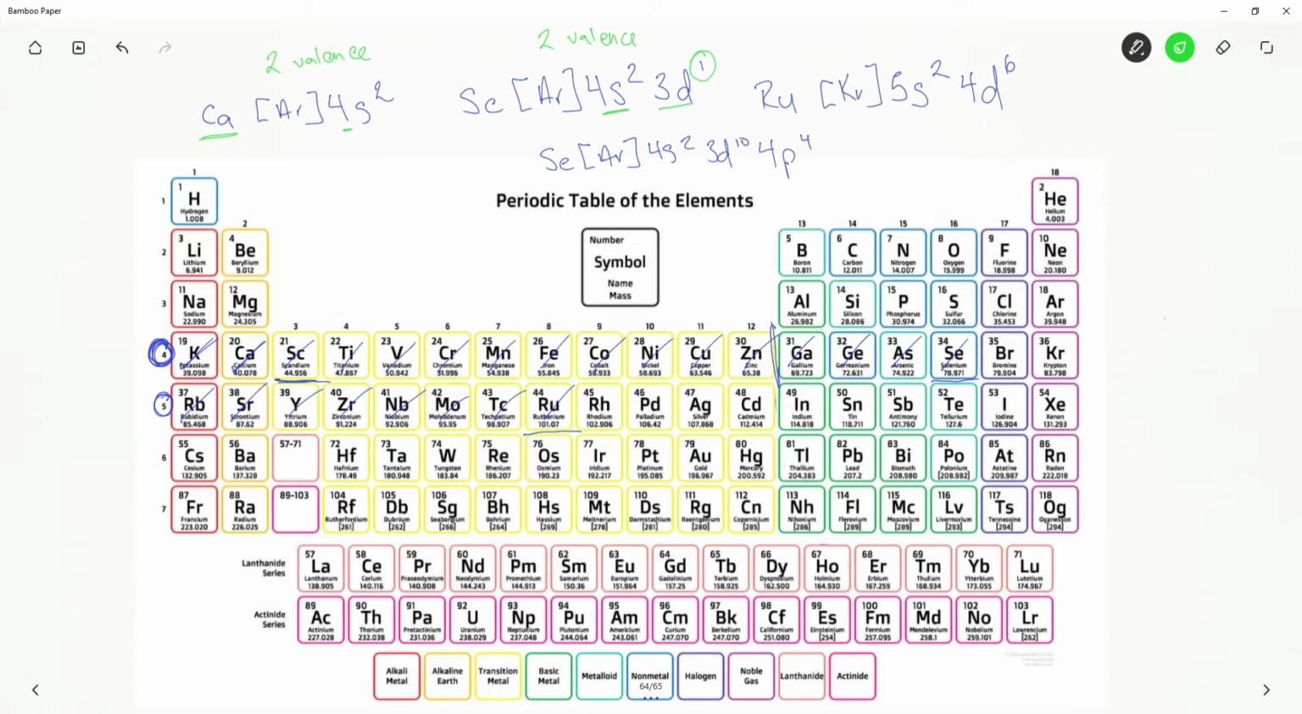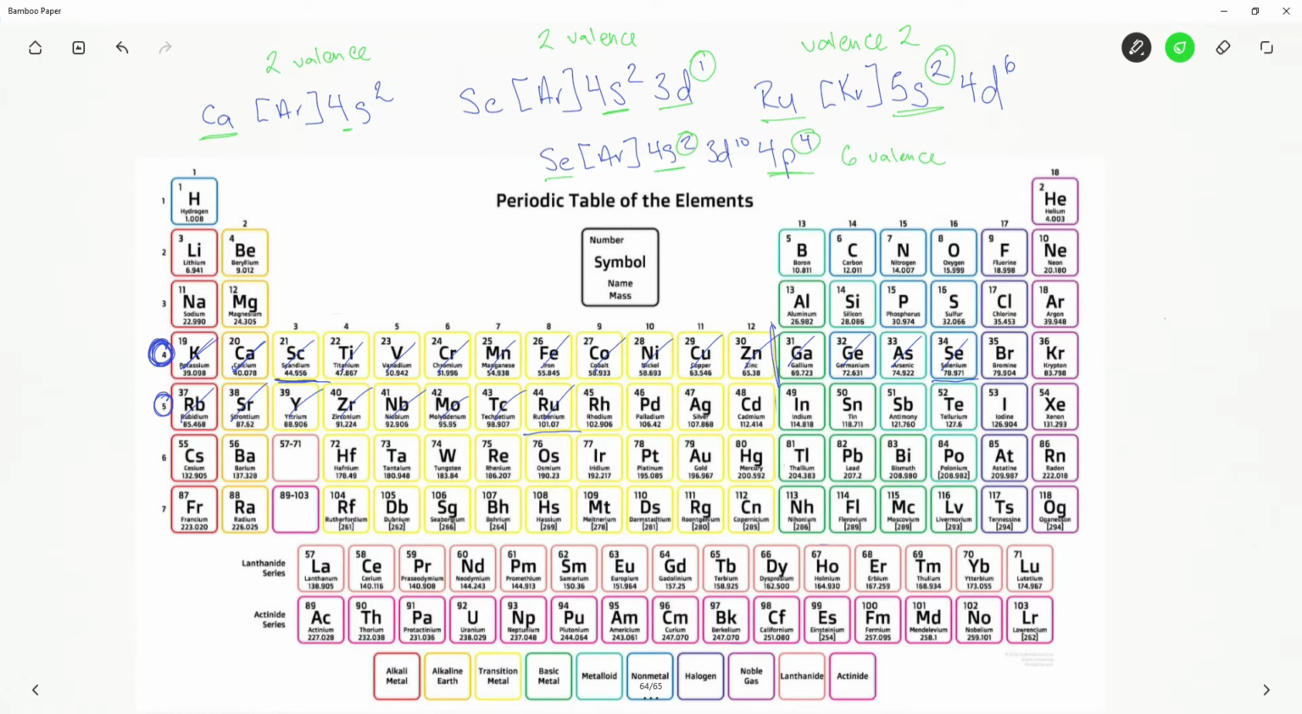Taking a look at ruthenium, 5 is my largest number. That's going to be my valence. I just have 2. When I take a look at selenium, again, my d's are not my largest number because they're 3d's. However, I do have the 4s and the 4p. Therefore, I have 2 plus 4. I have 6 valence electrons.